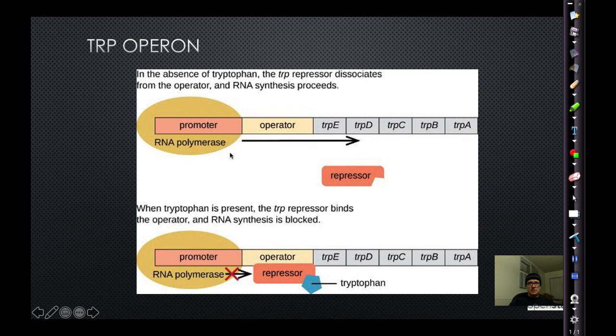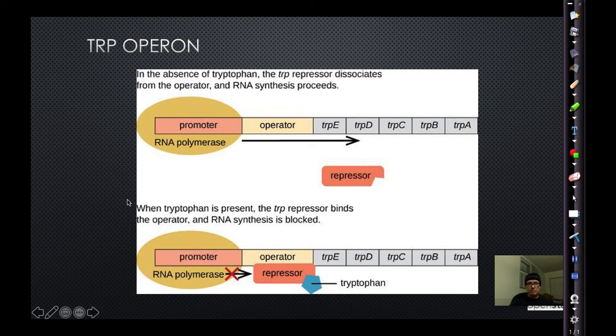In the absence of a repressor protein, the RNA polymerase can bind to the promoter, go through the operator region, and make mRNA of these genes, and then you will make the proteins of those genes. That is in the absence of tryptophan. So if this cell is not in the presence of tryptophan, you will then make the enzymes necessary for you to be able to make tryptophan.